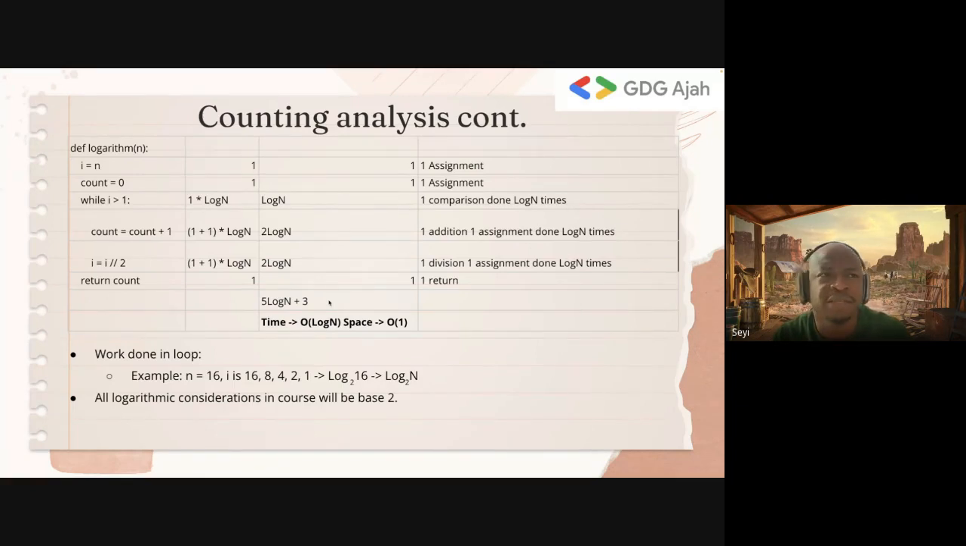Does +3 mean the number of steps? So +3 is just the addition of the entire thing I have there. I just added everything together. It's just the addition of that column.